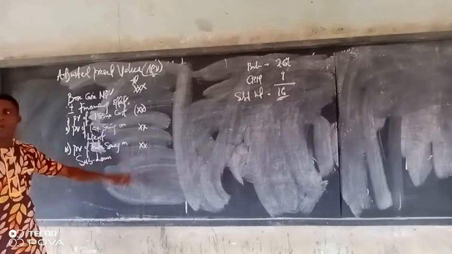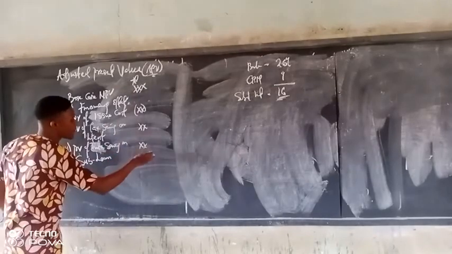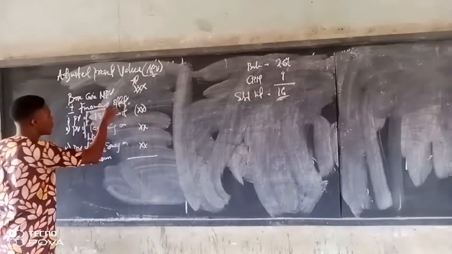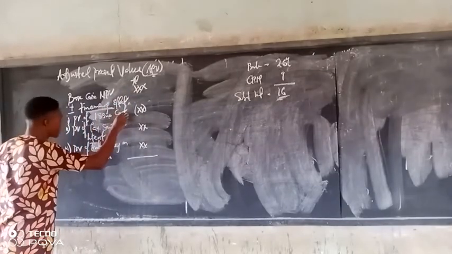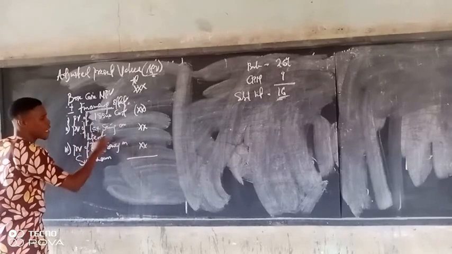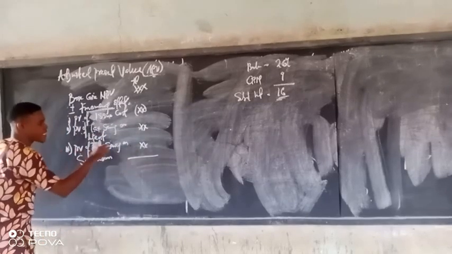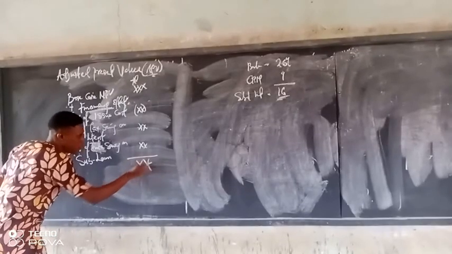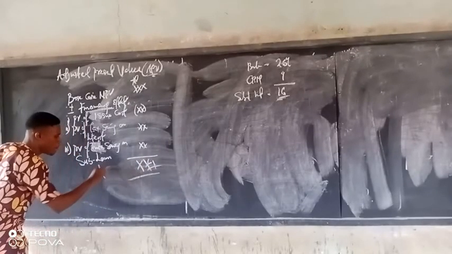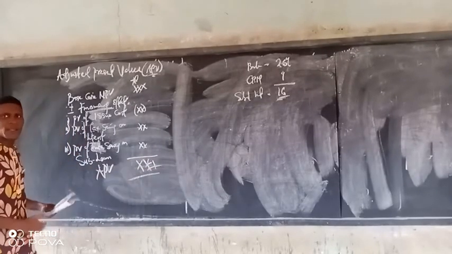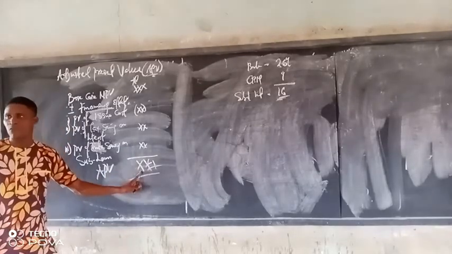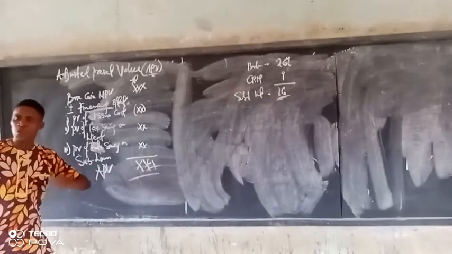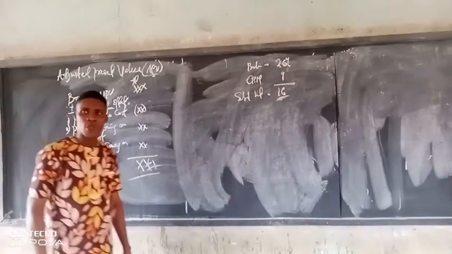So by the time you put all this together, your basic NPV plus all your financing effects, which are PV of issue cost, PV of tax savings on interest, and PV of interest savings on subsidized loan, by the time you put everything together, you have your what? APV. And we said, once this is positive, you accept the project. And once it's negative, what do you do? You reject the project. Come together. Yes, sir.